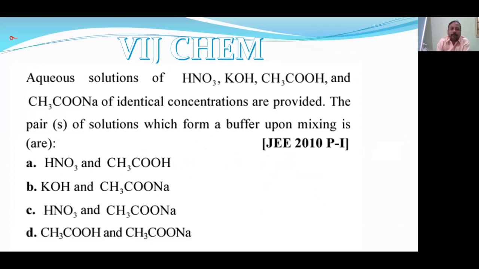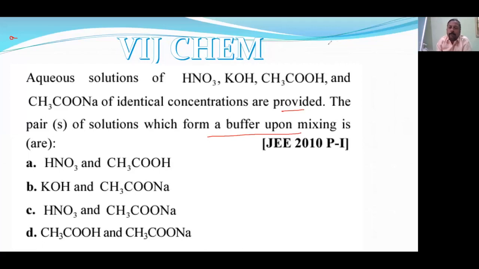Next, aqueous solutions of HNO3, KOH, CH3COOH and CH3COONa of identical concentrations are provided. Which pair of solutions forms a buffer solution on mixing? A buffer is a mixture of a weak acid with its salt, or a weak base with its salt. You should be able to identify which is ready to form the buffer. Is it understood? Let's see who will answer.